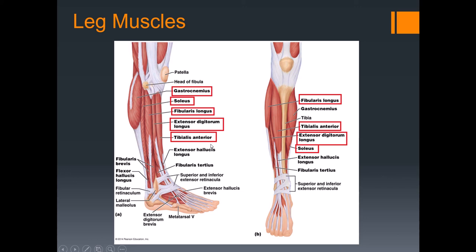So you can see here's your calf muscles, right? So the gastroc is the fatter muscle, and then the soleus is just underneath that. The fibularis is here laterally. You can see the extensor digitorum here, tibialis anterior in the front of the shin. You can see fibularis longus on the side, tibialis anterior, the soleus then in the back, and you can see extensor digitorum here.